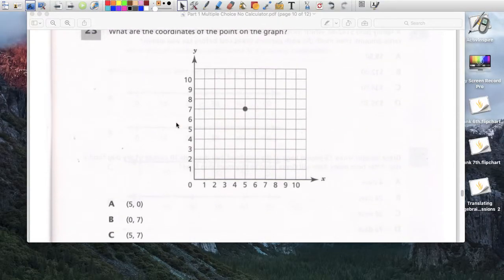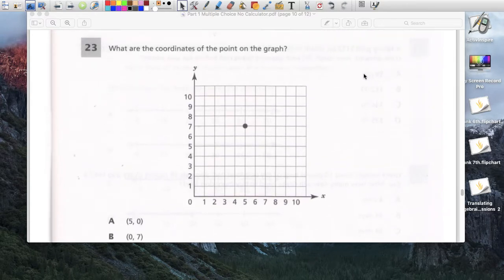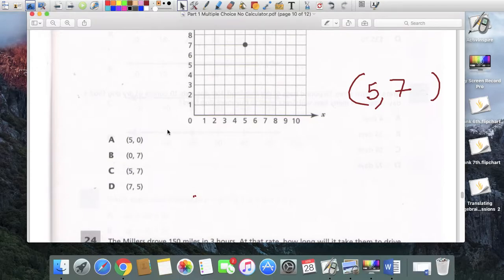23. What are the coordinates of the point in the graph? This is only in one quadrant, so this is your x. To the right, we go 1, 2, 3, 4, 5, so the x coordinate is 5. The y coordinate, we're going to go up, 1, 2, 3, and it's a 5 and 7. That one is easy. Too easy, actually.